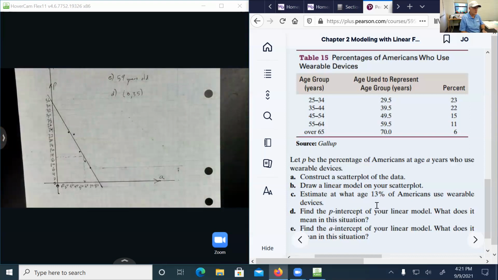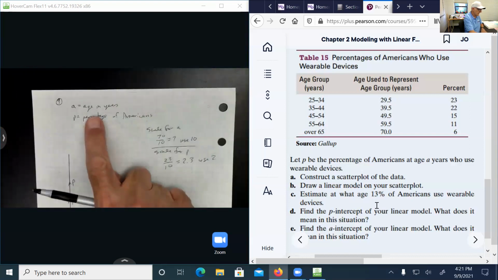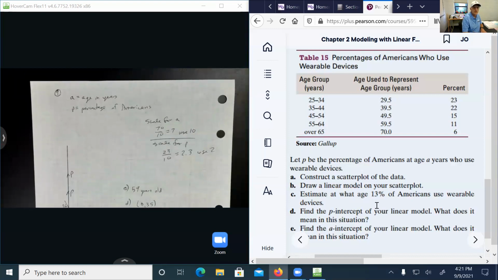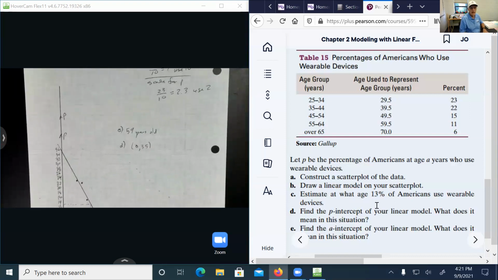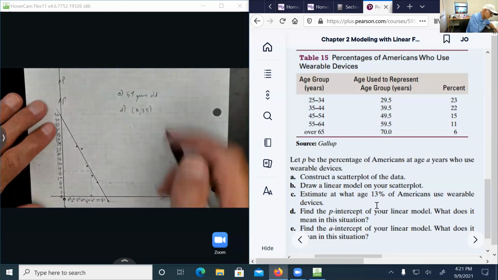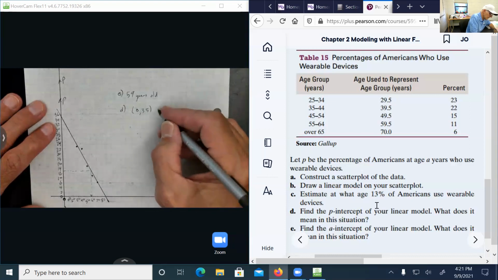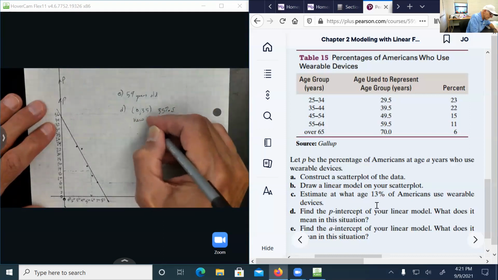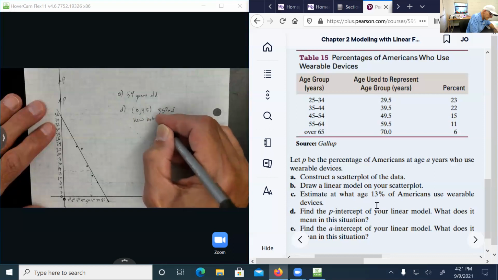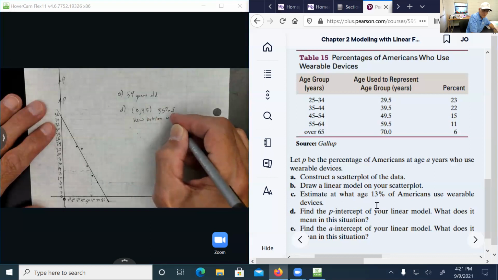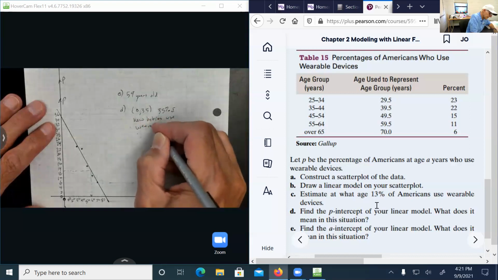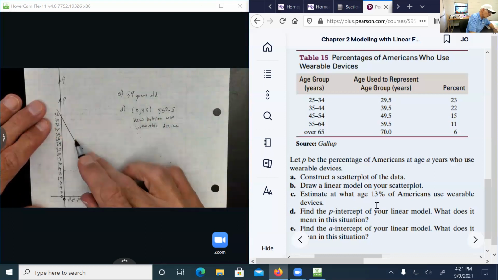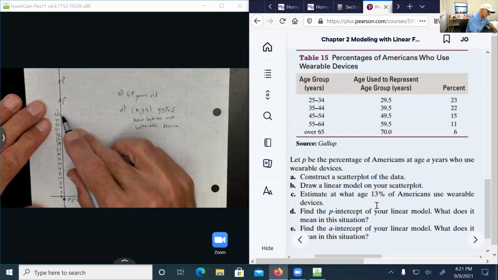And what does this mean in this situation? The first variable is the age. So this is a brand new baby, age 0. And the second variable is P, which is the percentage of Americans. That doesn't make a whole lot of sense here, but we'll go ahead and answer the question. 35% of new babies use wearable devices. That doesn't make a lot of sense, but it does answer the question. This would be extrapolating, going beyond the data, and extrapolation is a little bit dangerous.